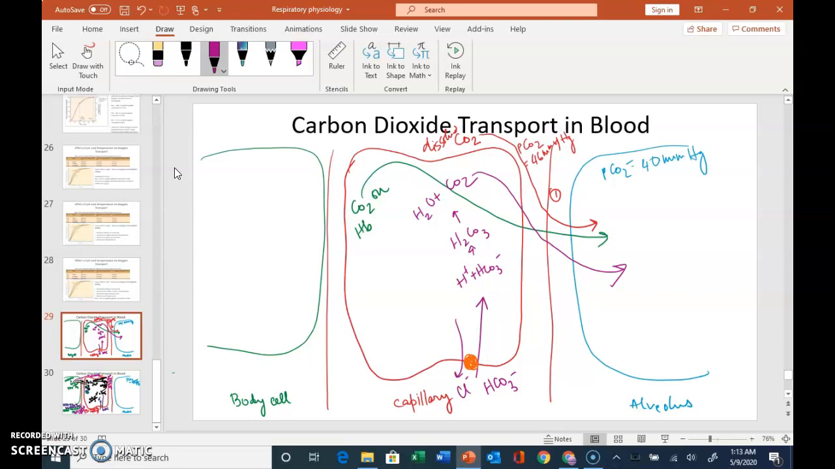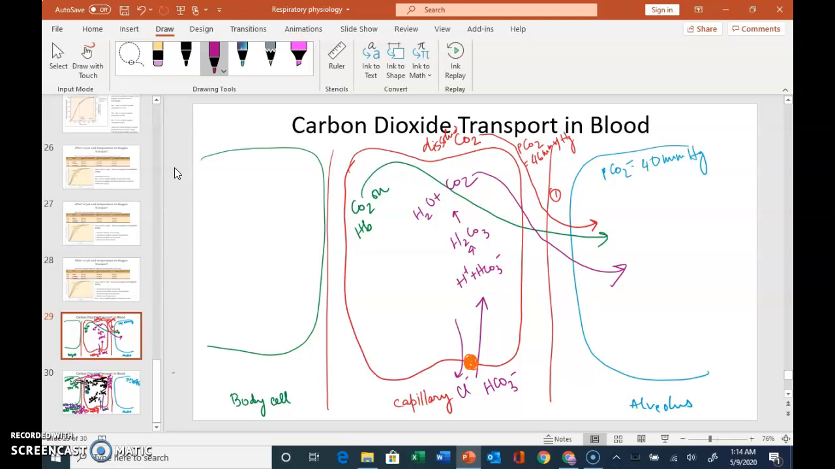So to review, at the alveolus, the partial pressure of carbon dioxide in the alveolus is 40 millimeter of mercury, and with all the carbon dioxide in the capillary, the partial pressure of carbon dioxide in the capillary is 46 millimeter of mercury. So we do see a pressure gradient here.